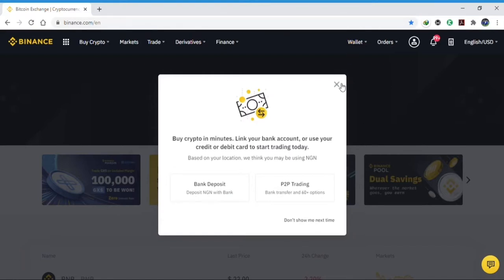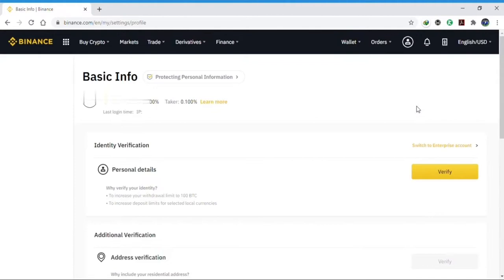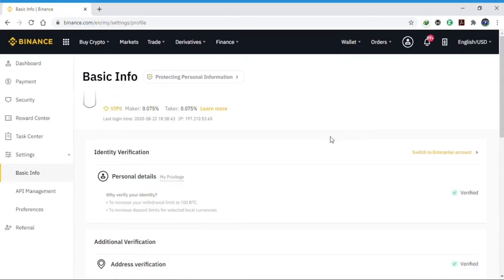So while logged in on Binance, before you can make a fiat transaction, that is a Naira transaction on Binance, you need to verify to level 3 actually. You can see from here I've verified my personal details and verified my address. These are very simple to do. Basically, upload your international passport or your bank statement, and they'll do that for you. But you can't do anything without this verification.